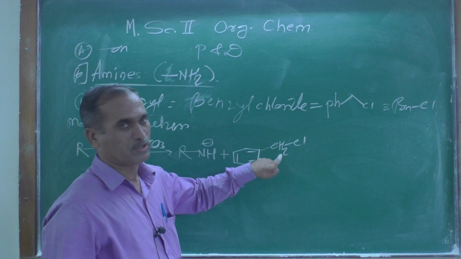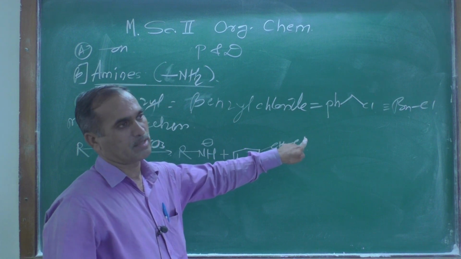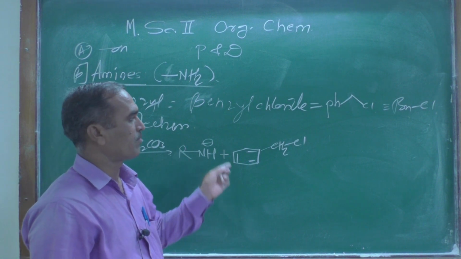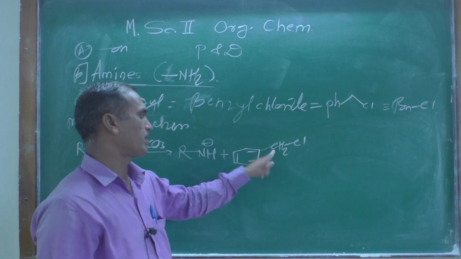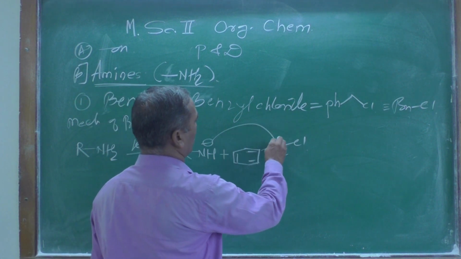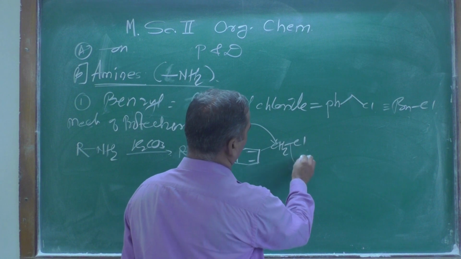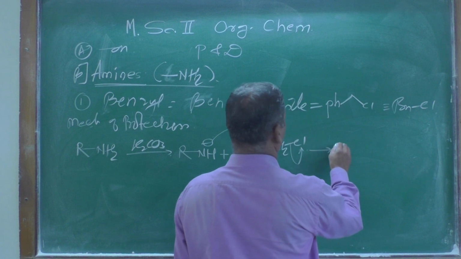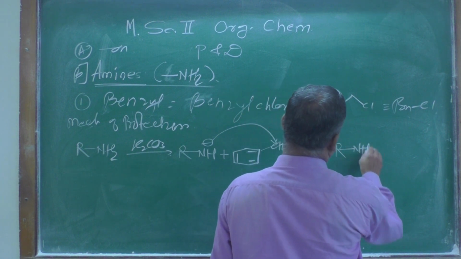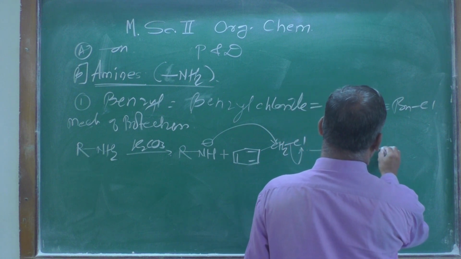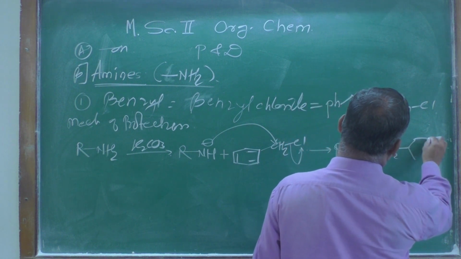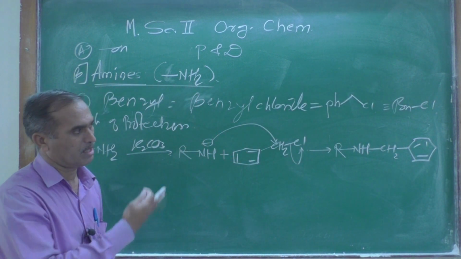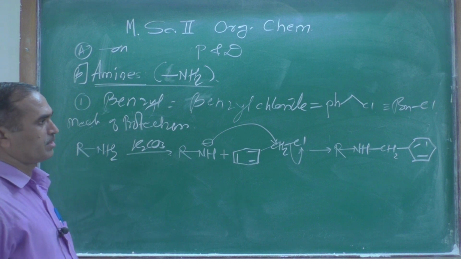Why is it electropositive in nature? Because the chlorine atom is more electronegative in nature. It pulls the electron density from the carbon atom, and that's why it is electropositive. The nitrogen is going to attack this carbon atom. There is a departure of the chlorine group, and the resulting compound is formed as RNH-CH2 and this phenyl group. This is the protected form of the amine, right? So that is the thing we are getting.